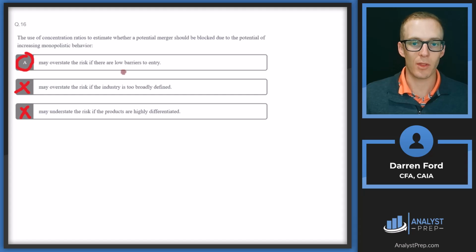But if it's an industry where there's a lot of low barriers to entry and new firms can come in and try to make profits, then there is probably more likelihood for disruption and that market share could more easily decrease for those big firms. So it's going to overstate the risk in that scenario.